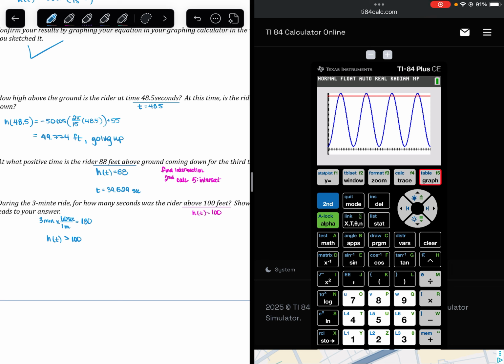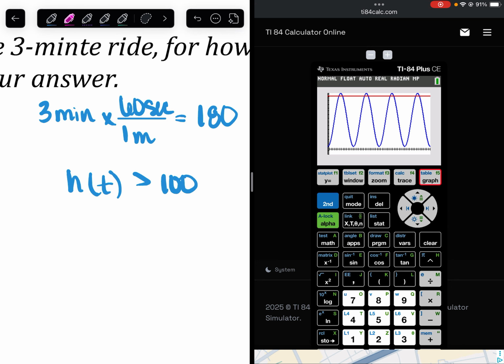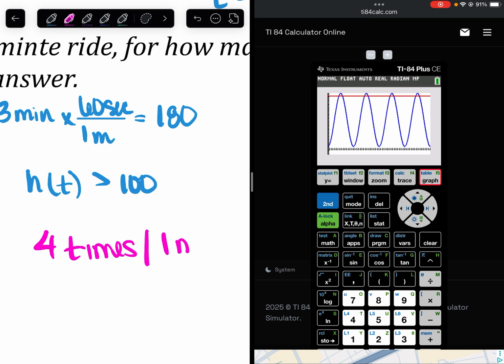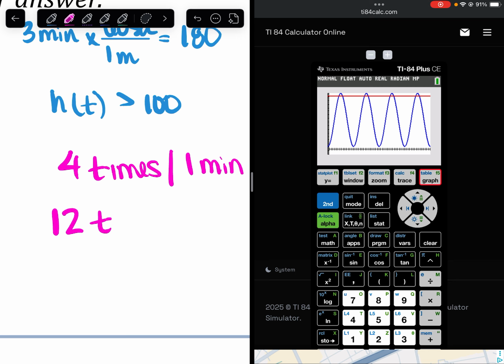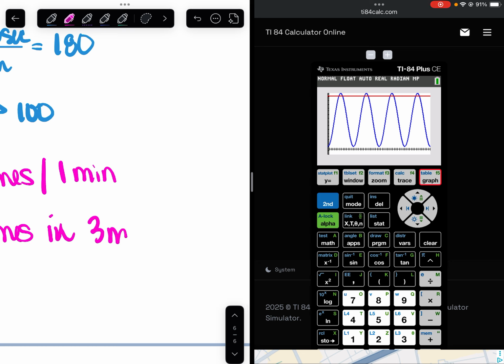All right. So we can see there's 4 little bitty sections where the rider is going to be above 100 feet. So if I can figure out the difference in those two, there's 4 times in 1 minute. So 4 times per 1 minute. And remember, he's on this thing for 3 minutes. So that means there's going to be 12 times in 3 minutes. So if we can find the total time of one of those little loops, we can just multiply it by 12 and we'll have our answer.